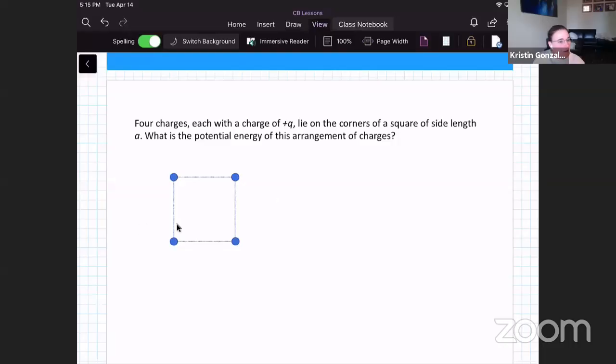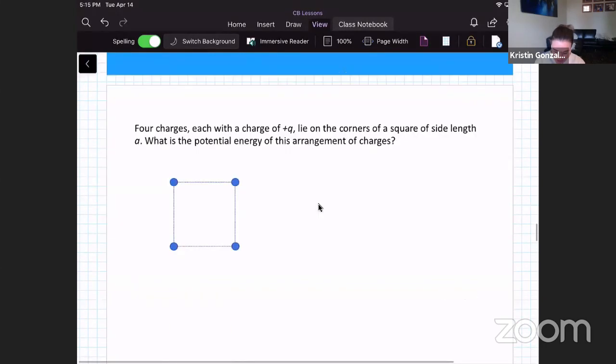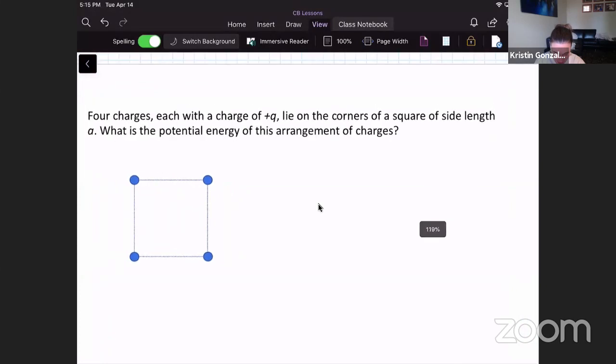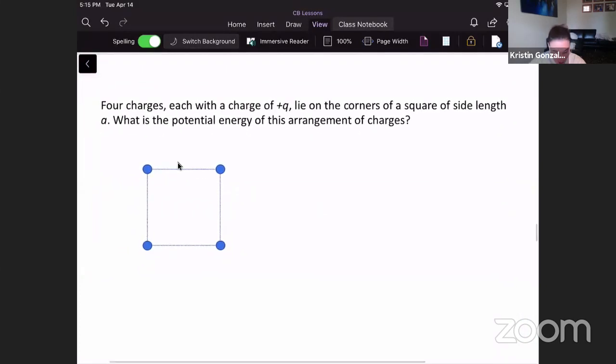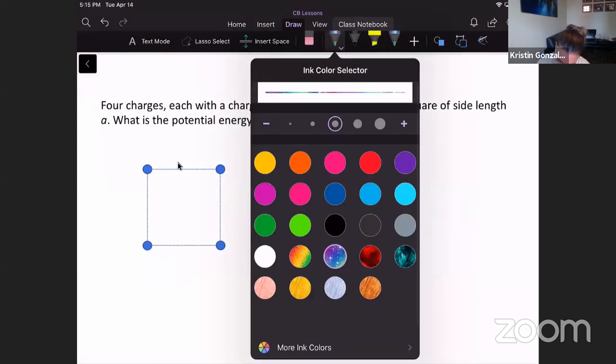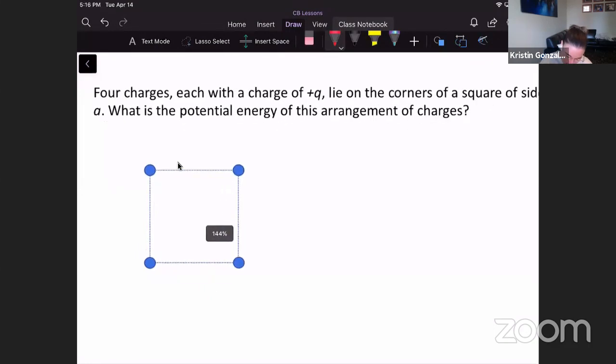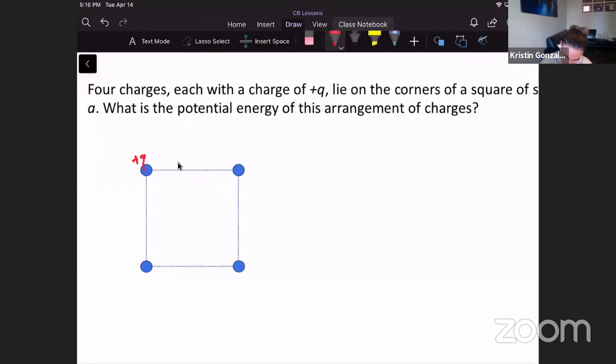All right, so we are going to look first at four point charges and what happens if we have them in this arrangement, how they are here. So we have our four point charges. Each of them has a charge of positive Q. So I'm going to zoom in here, positive Q on each one.